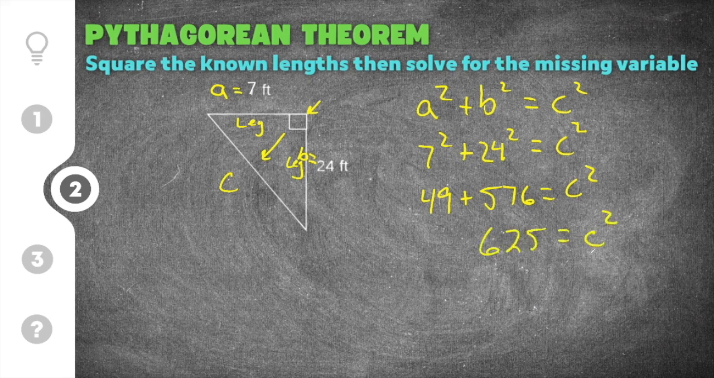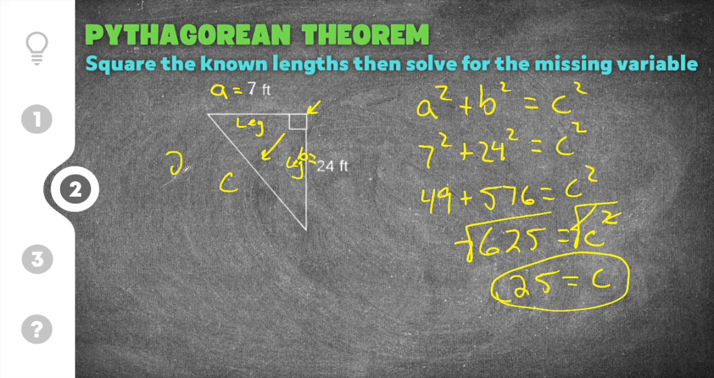Now we have to get rid of the exponent on the C because we're trying to get C by itself. So the opposite of squaring something is doing the square root. So we're going to take the square root of this side of C, and the square root cancels, and we're left with just C. Whatever you do to one side, you have to do to the other. So we're going to do the square root of 625, and we're going to get 25. So 25 equals C, which means the length of C in this case is 25 feet because our units are feet. So that's going to be the length of the hypotenuse for this right triangle.